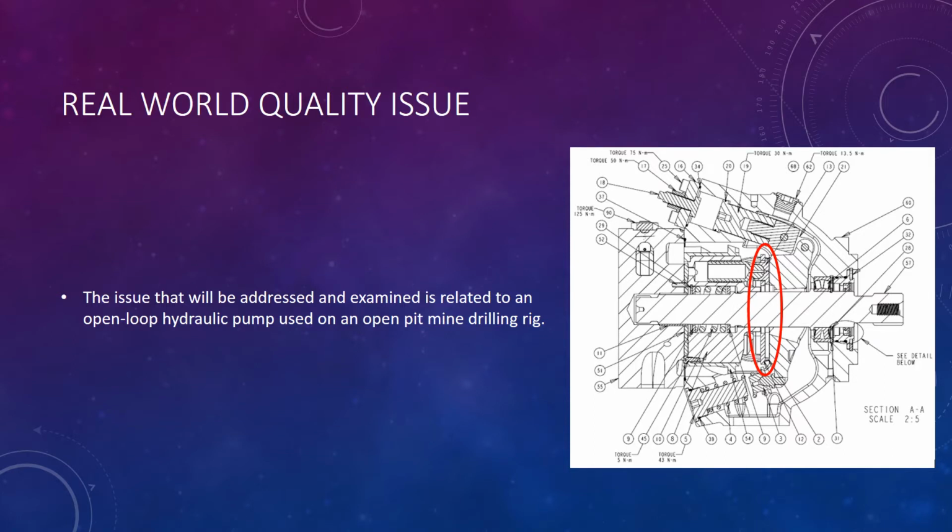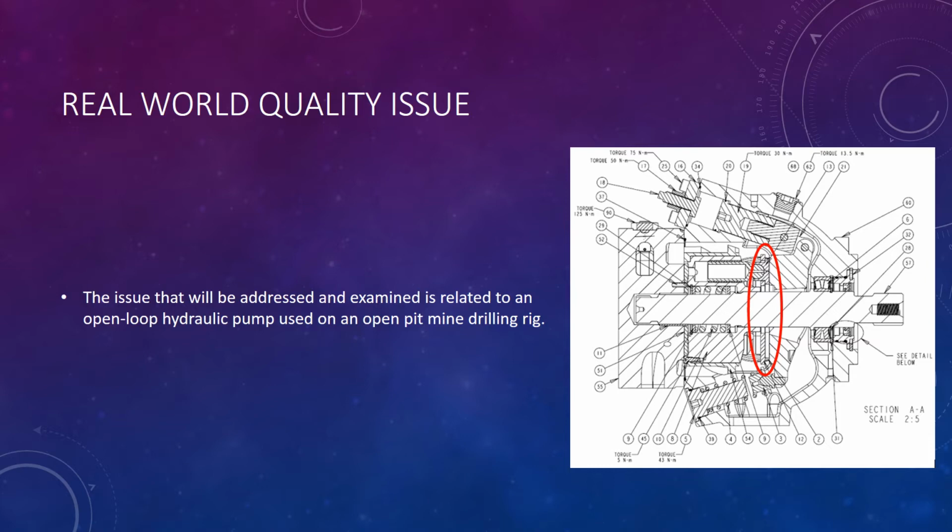So the quality issue that we're going to be reviewing throughout this presentation is related to a situation that I'm currently dealing with at work, related to this open loop hydraulic pump that you can see here. I work for a company that designs and manufactures large drill rigs for open pit mining, and the function of this pump is to extend hydraulic cylinders which drive the drill bit and rod into the earth. So when this pump fails, you no longer have that functionality, you're no longer able to drill. So it's a pretty crucial component to our whole operation.